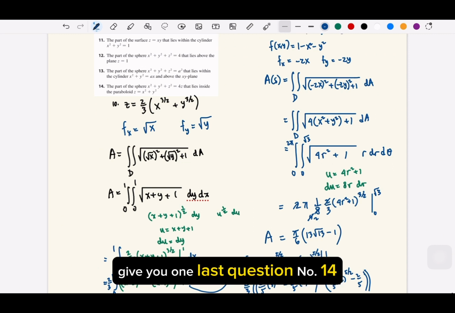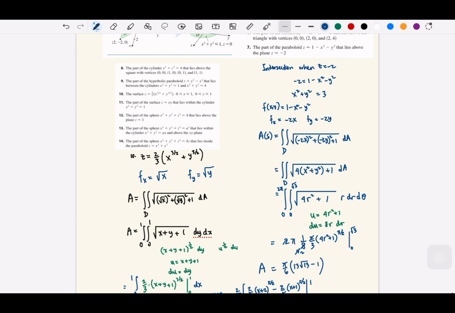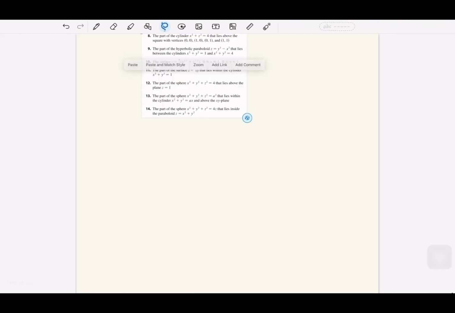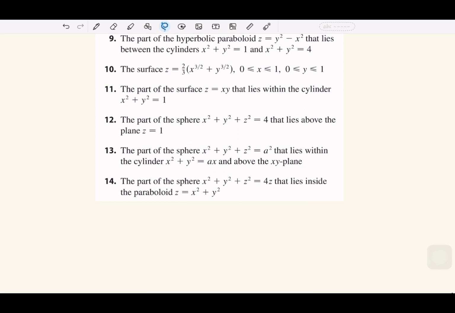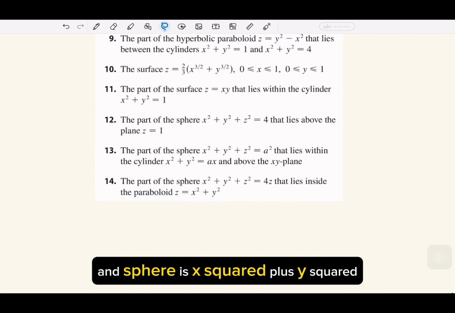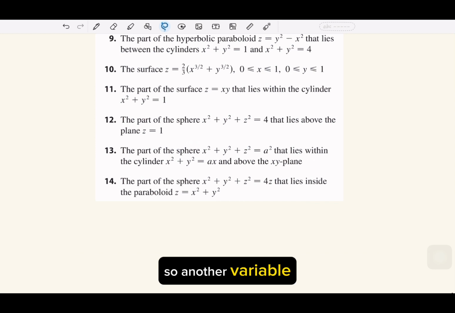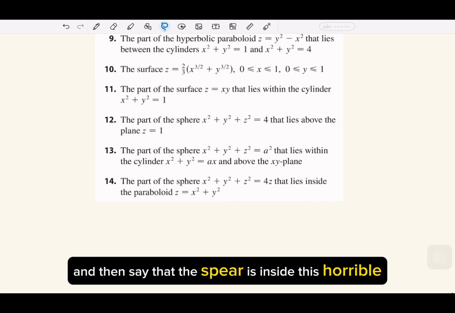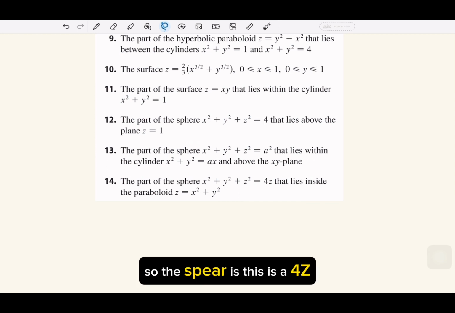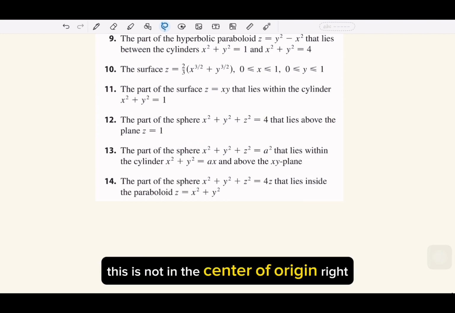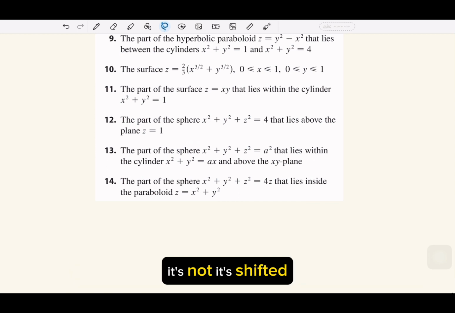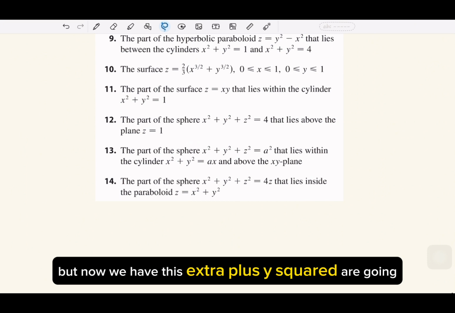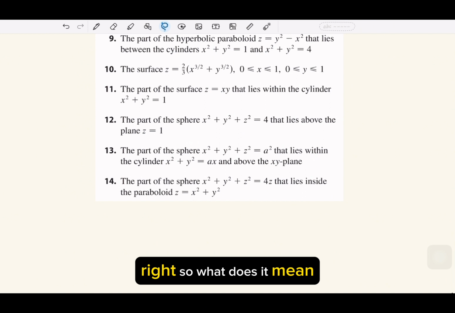Okay. Maybe one last question, number 14. So let me write on a new page. Number 14, we have a sphere. And the sphere is x squared plus y squared plus z squared equal to 4z, so another variable. And then it says that the sphere is inside this paraboloid. Since this is 4z, it is not centered at the origin, right? So it is shifted a little bit along the z-axis, and the middle one is not 0, 0. But now we have this x squared plus y squared paraboloid, right? So what does it mean?